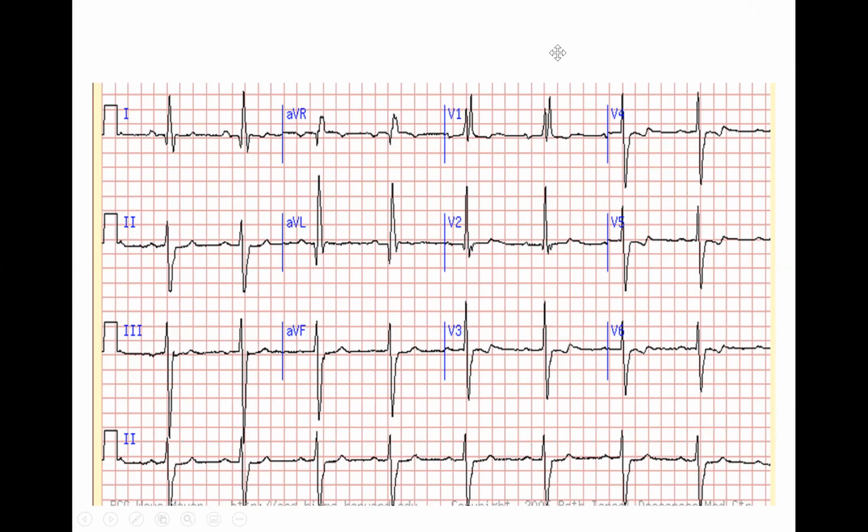Sinus rhythm, ECG regular. There is right bundle branch block.